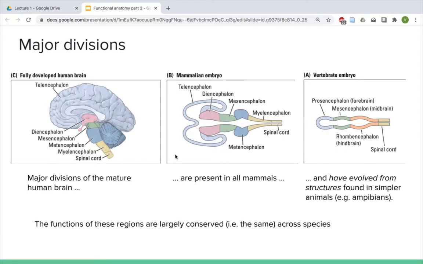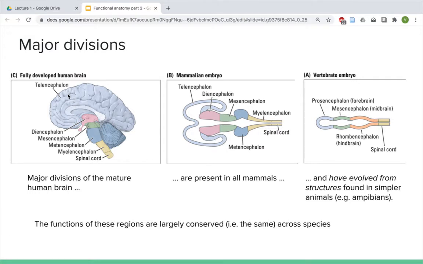Now, the central nervous system in mammals is divided into these sections. We start all the way at the very bottom with the spinal cord. Moving up, we come to the myencephalon. Next, we have the metencephalon, which includes the pons and cerebellum, mesencephalon, which is sometimes called the midbrain, diencephalon, and telencephalon, which includes the cerebral cortex, the most complicated and developed part of the mature human brain.